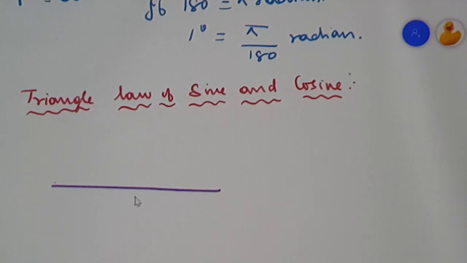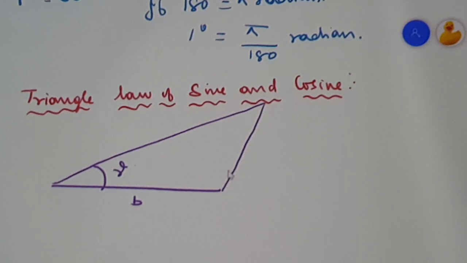This is the base B, and I am drawing a longer side here. Let this angle be gamma. Joining these 2 points, let us take this angle as alpha and this angle as beta. The side opposite to alpha, I am taking as A. The side opposite to beta, I am taking as B. The side opposite to gamma, I am taking as C.